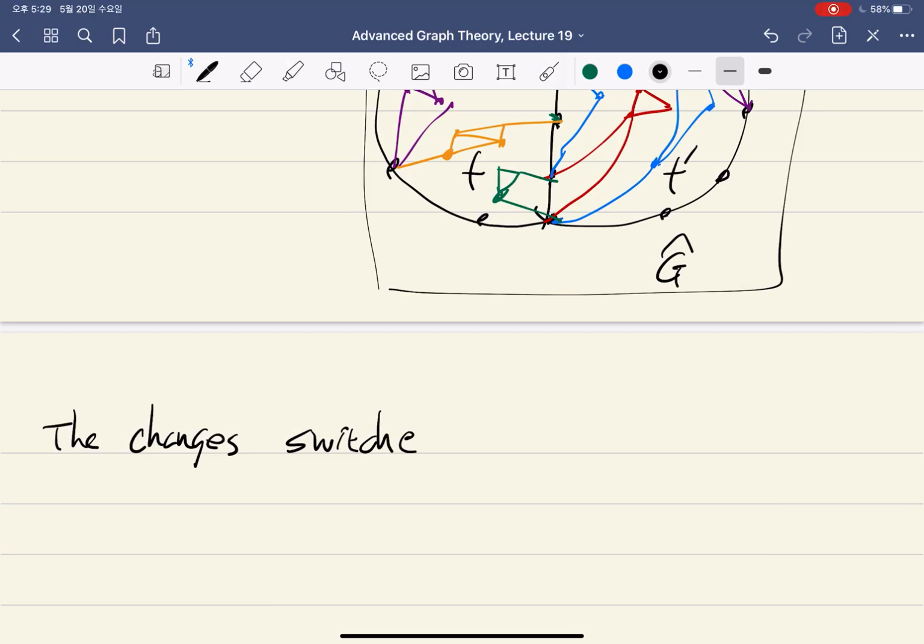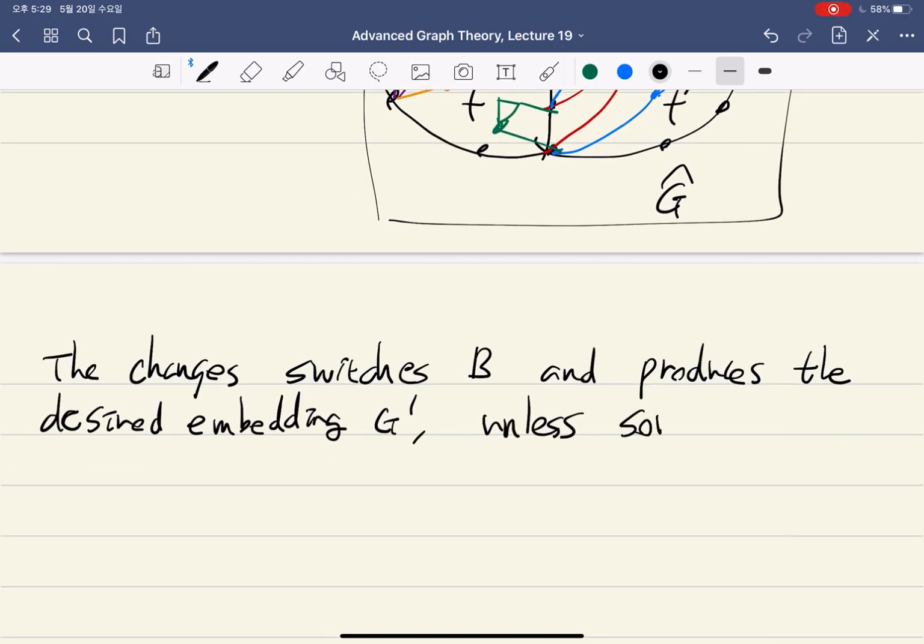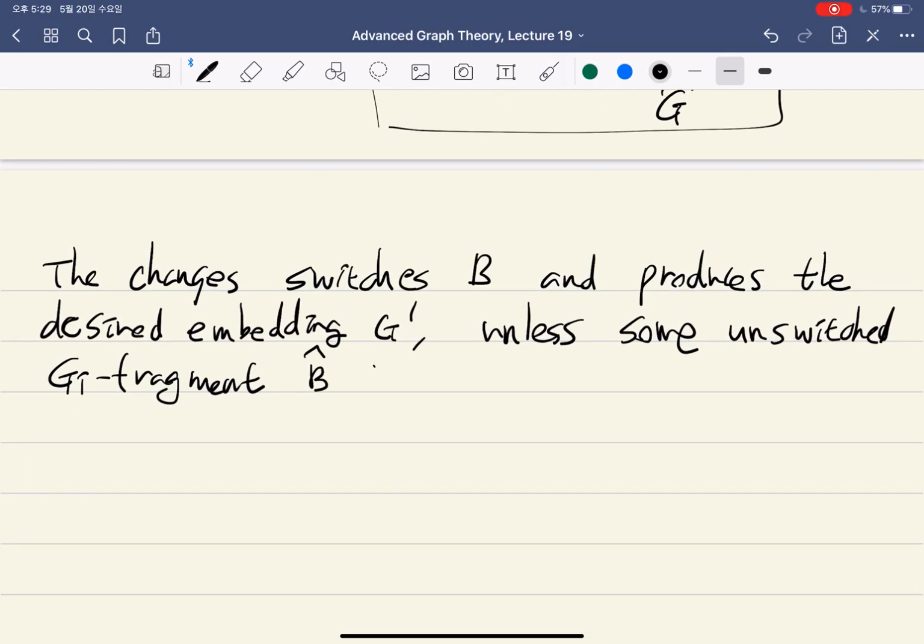Switch B and produces the desired embedding G prime, unless some unswitched G-I fragment, say B hat, conflicts with a switched fragment.